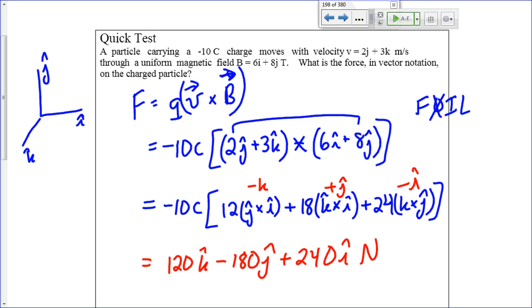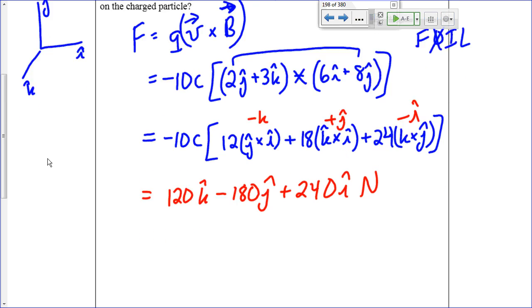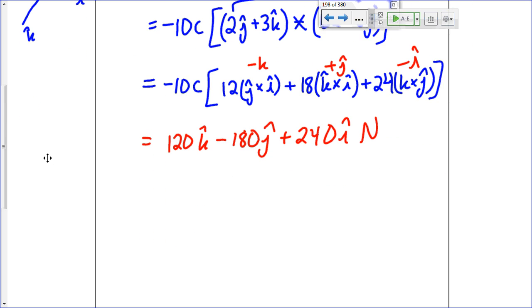Alright, and by the way, if you wanted to find the magnitude of this, I don't know that we've ever done this before. I think I might have mentioned it last semester. But if I have a 3D vector, how do I find the magnitude of a 3D vector? Well, it is in unit vector form here, right? 240I minus 180J plus 120K. How would I find it? The magnitude? Pythagorean theorem. But we've only used the Pythagorean theorem in 2 dimensions. How does it look in 3 dimensions?